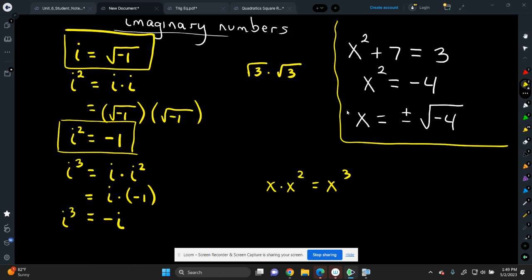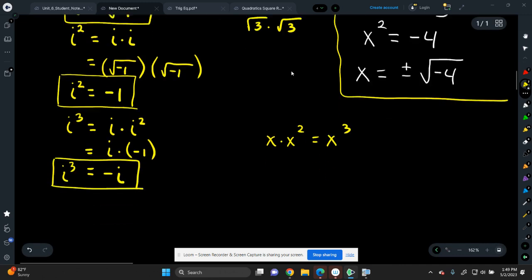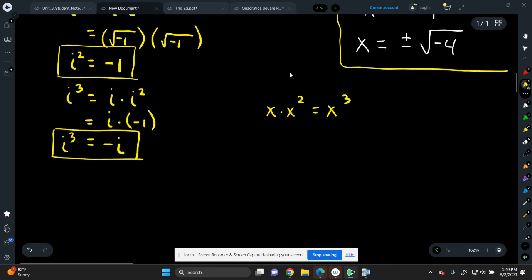Wait, can you start over? I'm confused. Okay, well, all we did was substitute negative 1 for the i squared. And that gives us negative i. i times negative 1 is negative i. It's imaginary numbers, so it's got to be more.